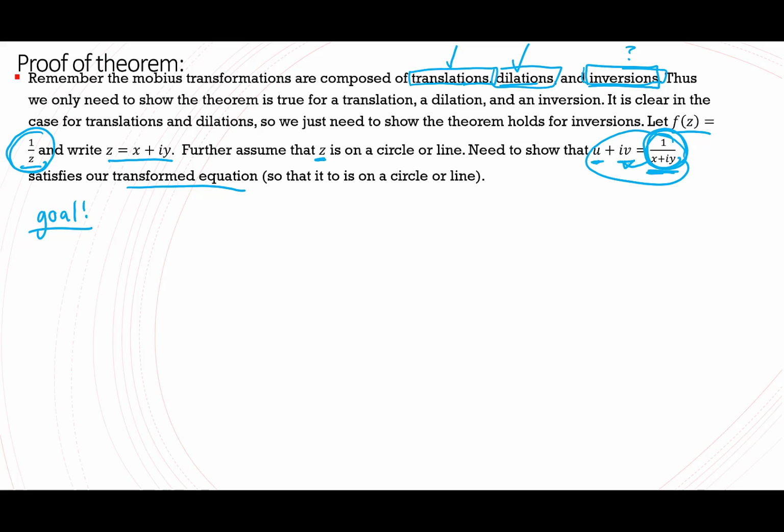And we want to show that u plus iv satisfies our crazy transform equation, because then we know that it's either a circle, or it's on a circle, or it's on a line. So our goal: show u and v satisfy our transformed equation. Okay, so how are we going to do that? Again, we're going to do lots of algebra.